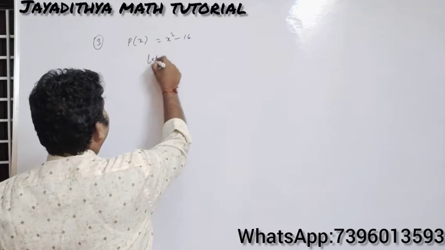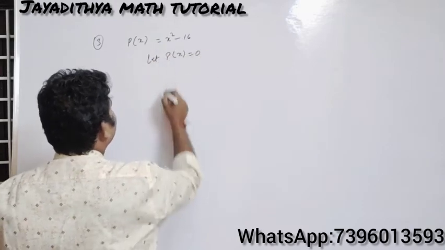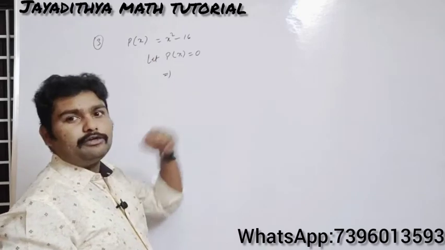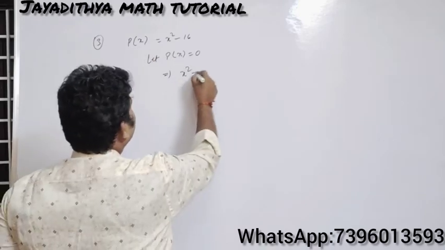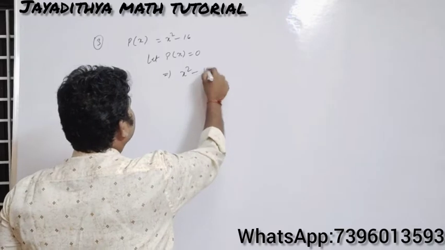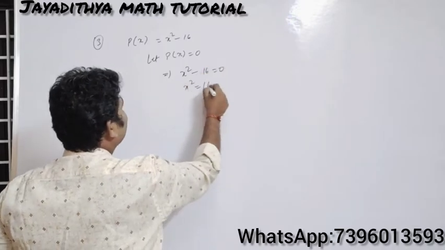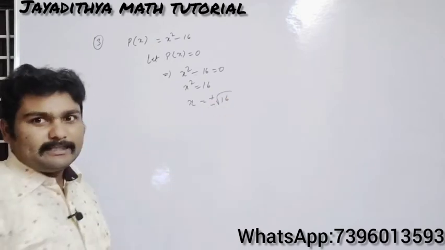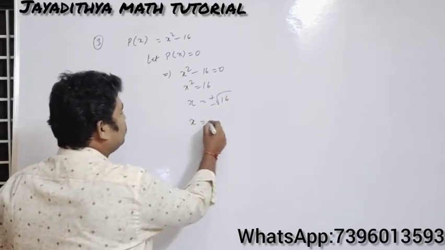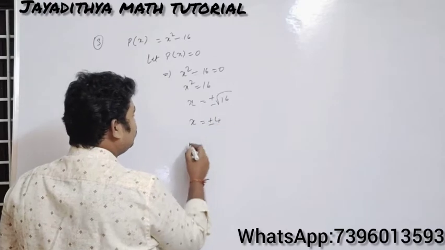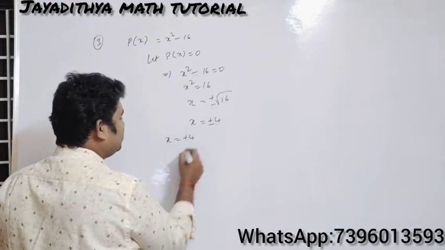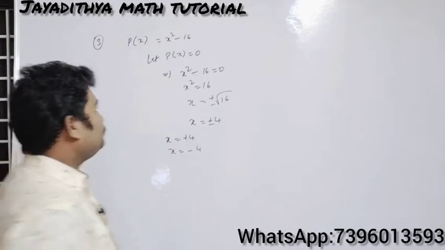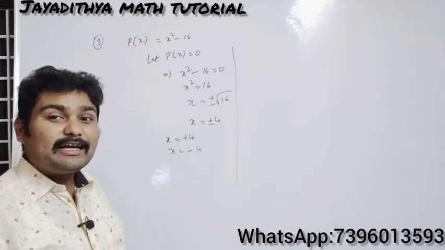So let p of x is equal to 0. Whenever you need to find zeros, you need to equate the polynomial to 0. So x square minus 16 is equal to 0, and x square will be equal to 16. When square comes to this side, it will be root over 16, and you should put plus or minus here. So x is equal to plus or minus 4 you will get. So x is equal to plus 4 is one zero, and x is equal to minus 4 is the other zero. So here you have 2 zeros, and we need to verify the relation with the coefficients.